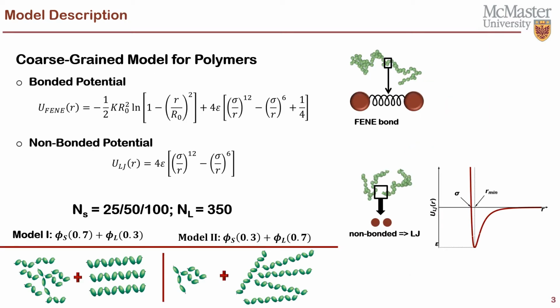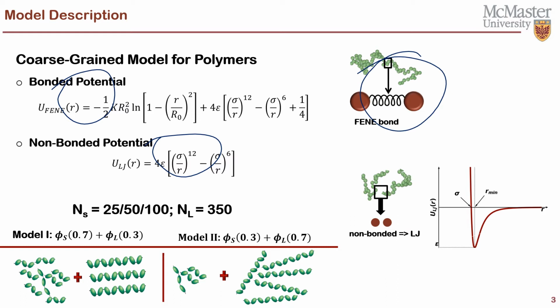We use molecular dynamics simulation for this work and represent our polymer chains with a bead-spring model, where the beads represent the monomers and the springs represent the bonds between the monomers. For the bonded monomers, we use the FENE potential, which stands for finitely extensible nonlinear elastic, to describe the interaction between bonded particles. For the non-bonded particles, we use the 12-6 Lennard-Jones potential, which describes the interaction at very short distances with a strongly repulsive force, and is also weakly attractive at longer distances.